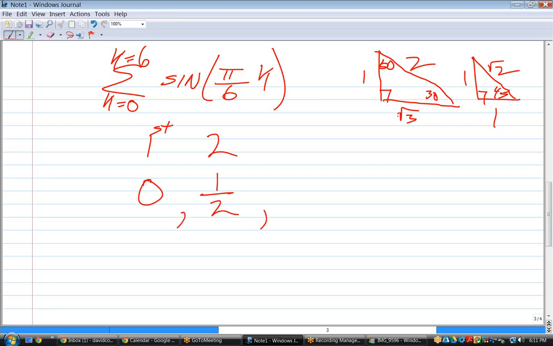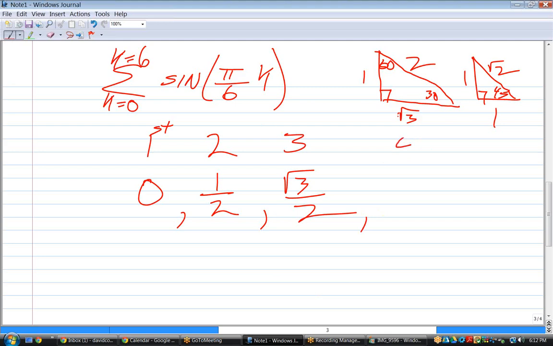When k is equal to 2, what is the sine of pi over 6 times 2? The sine of pi over 3. It's square root of 3 over 2. In other words, the sine of pi over 3 is the same as 60 degrees, and that's square root of 3 over 2. Okay. When k is 3, what are we looking at?